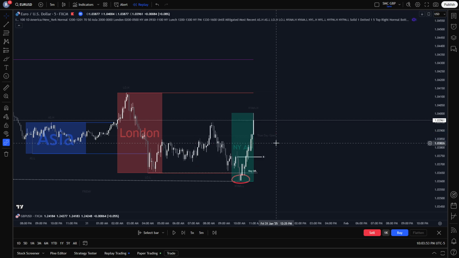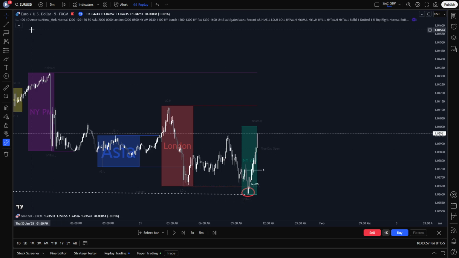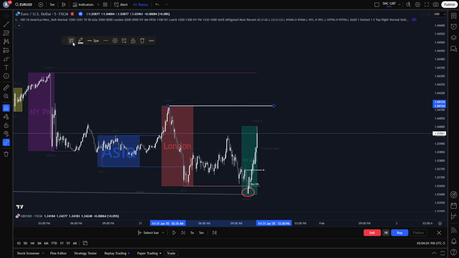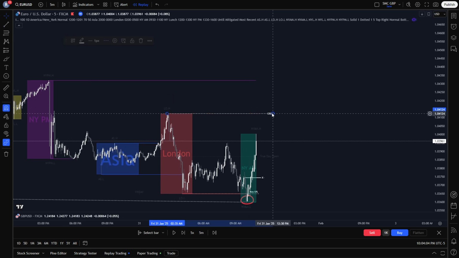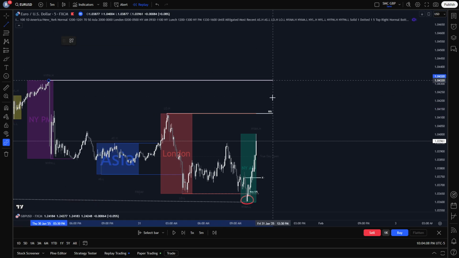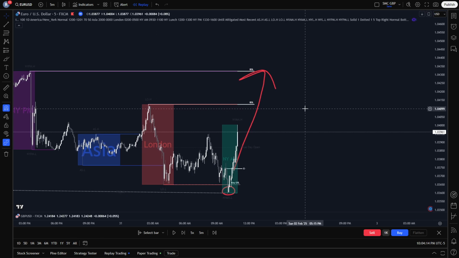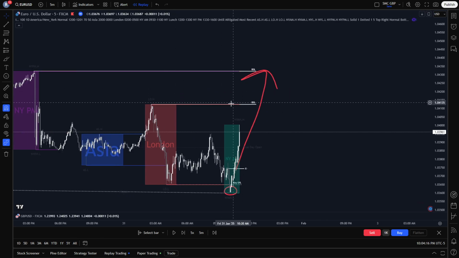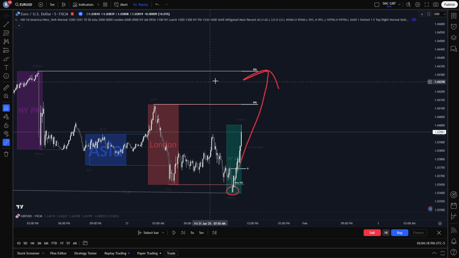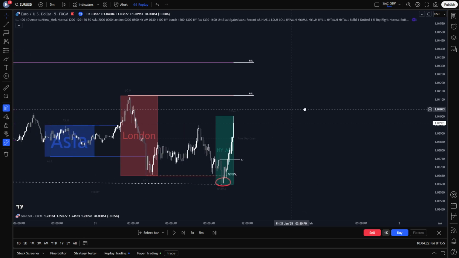And also, what do we have resting above this manipulation? We have clean draws on liquidity. We have clean session highs resting above these highs. We are anticipating price to distribute here. Simple as that. Draw on liquidity doesn't have to be difficult. It can literally just be high time frame highs and lows or session liquidity resting above your manipulation. So now we have our targets in place, we have our bias in place.